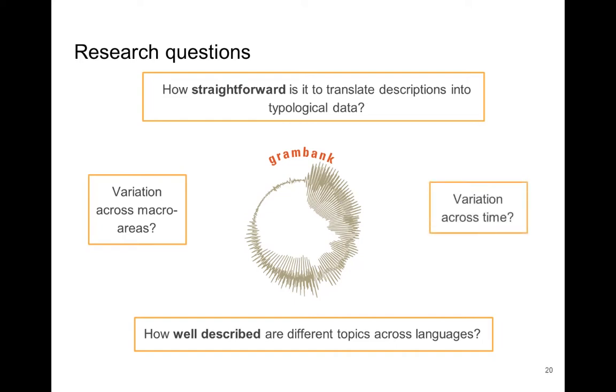Do researchers working on African and Australian languages pay attention to different topics? Do newer grammars pay more attention to the topics we are considering? Did attention to these topics change over time? So, how can we approach these questions using Grambank?